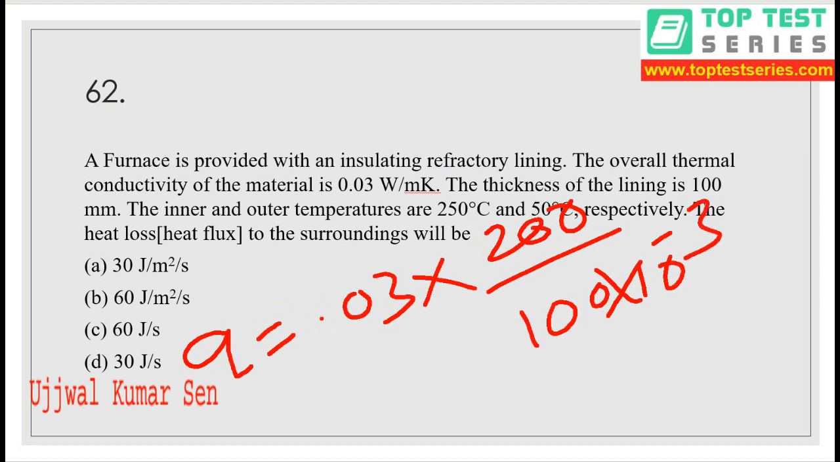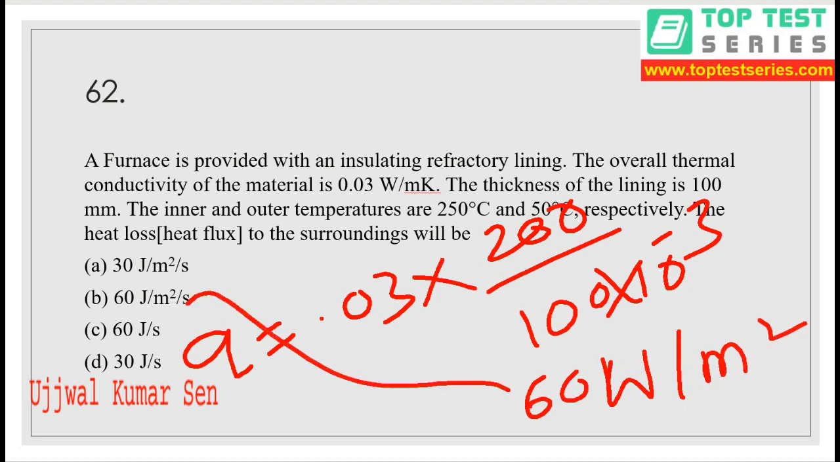So we have to multiply with 10 to the power minus 3 for that. So let's just do the calculation. 0.03 multiplied by 200, divided by 10 to the power minus 1. So we are getting 60, and that should be watt per meter square. So option B is the correct answer for this question.